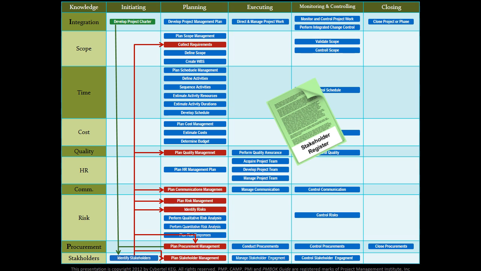You may play back this slide more times to dump this view in your brain, because understanding the flow of the processes is much better than memorizing the tools and technique.